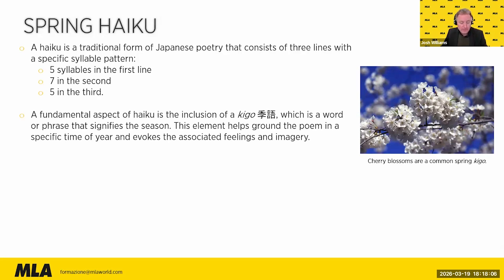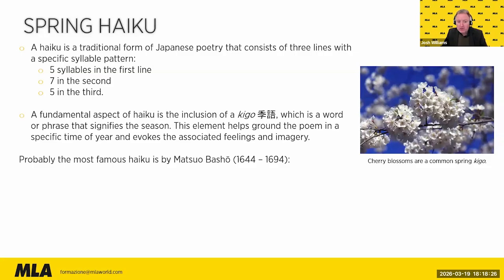And a lot of the famous haikus do refer to spring. This element helps to ground the poem in a specific time of year and evokes these sort of feelings and imagery. As you can see, these cherry blossoms are a very common spring kigo.